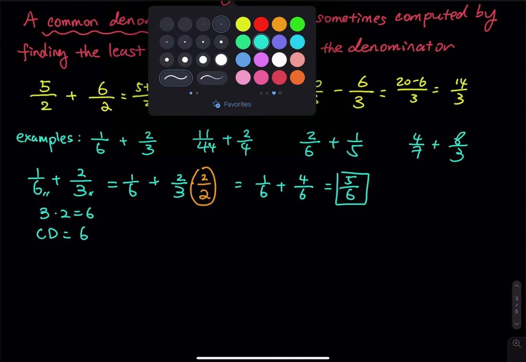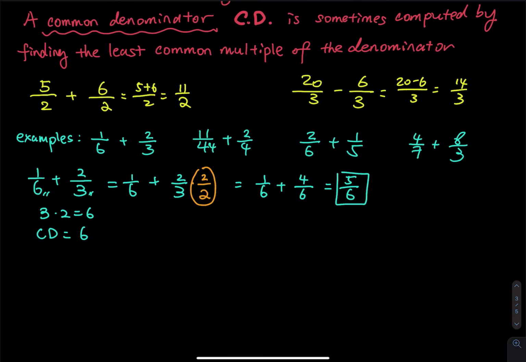Let's switch color. So can I let the common denominator be 18? 1 over 6 plus 2 over 3. Can I use 18? The common denominator is 6 times 3. I multiply the two denominators, which equals 18. The answer is absolutely fine. So how do you get the 18?